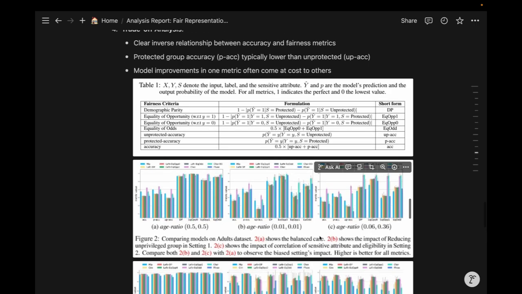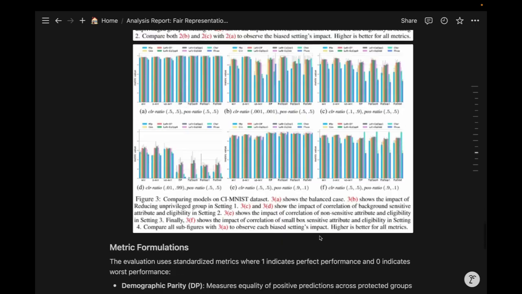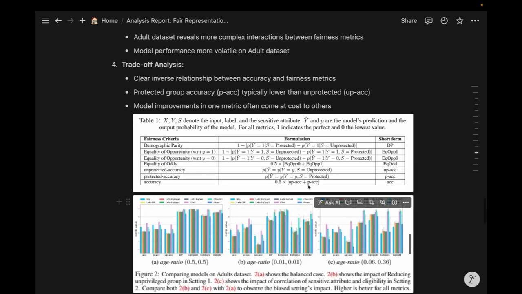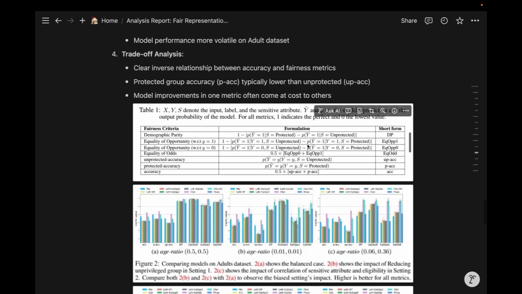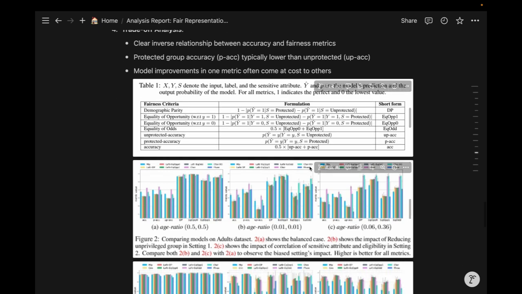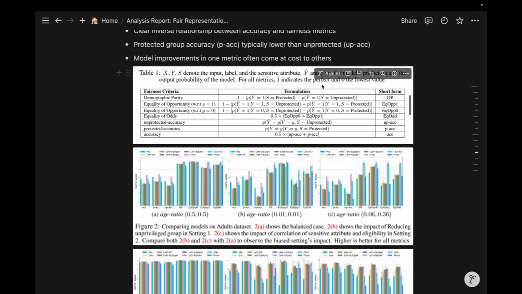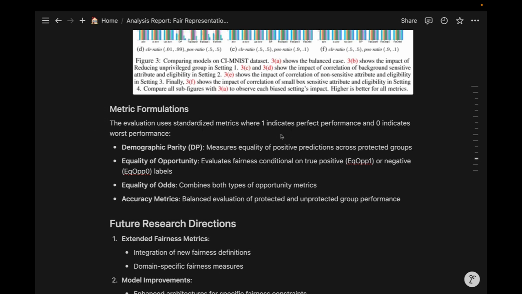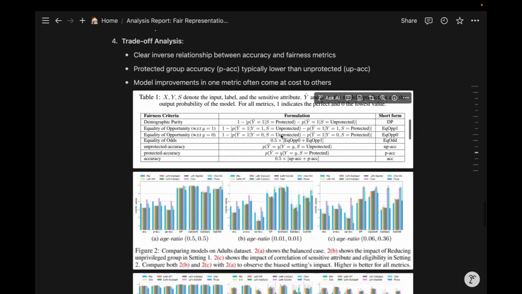Coming to the metric deep dive, looking at table 1, let me explain how our fairness metrics work. Demographic parity, shown by the formula, measures the absolute difference in prediction rates between protected and unprotected groups. A perfect score of 1 indicates complete parity.